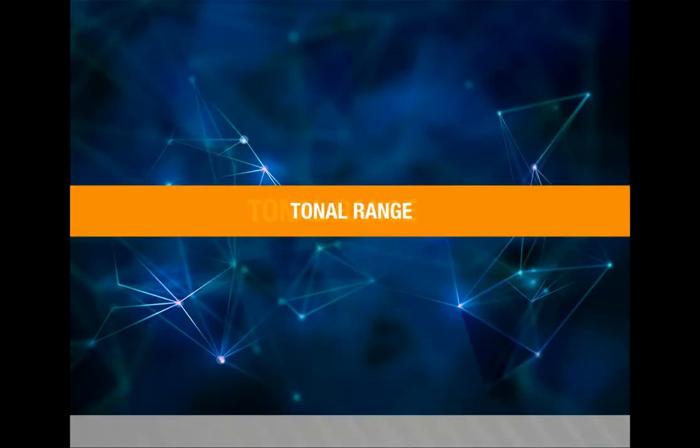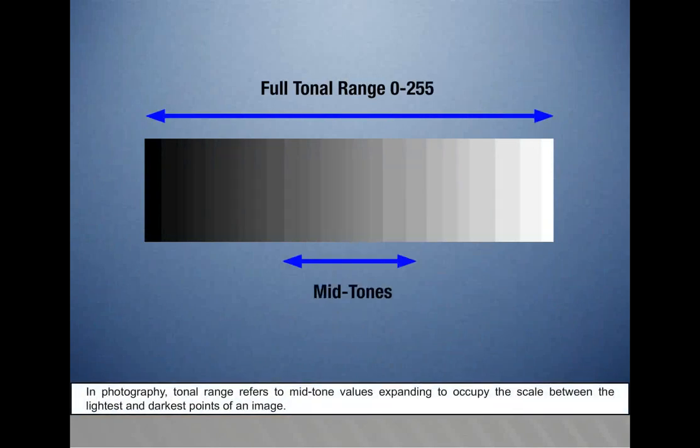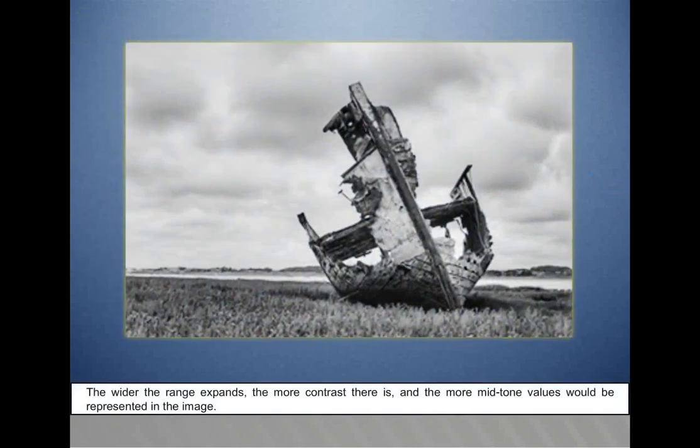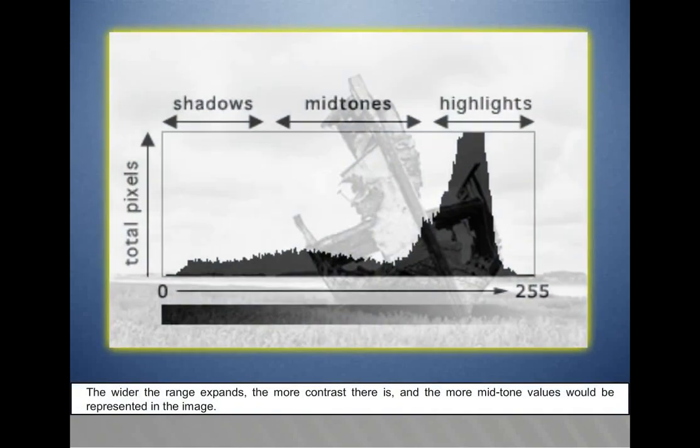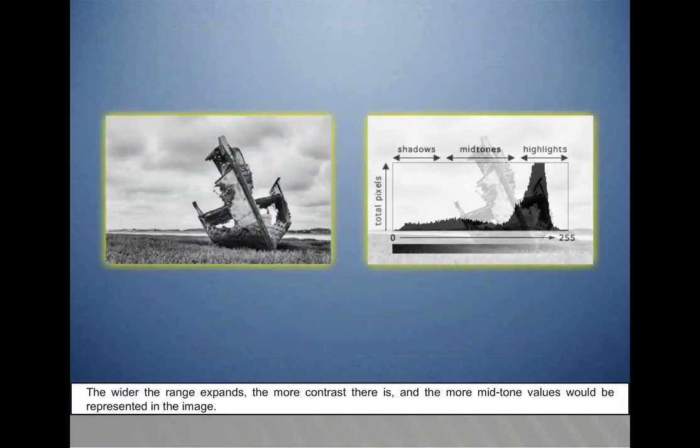Tonal range. In this video, we are going to see about tonal range. In photography, tonal range refers to mid-tone values expanding to occupy the scale between the lightest and darkest points of an image. The wider the range expands, the more contrast there is, and the more mid-tone values would be represented in the image.